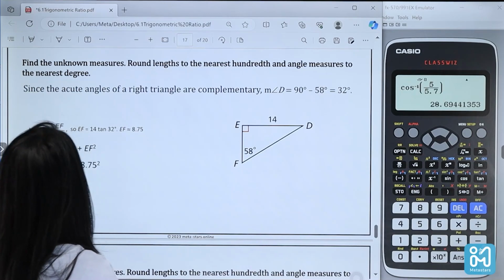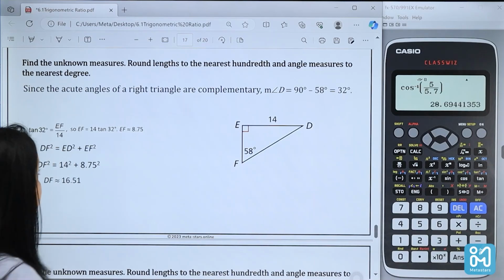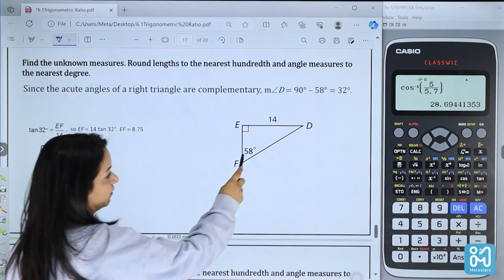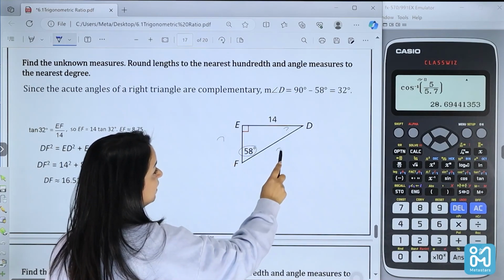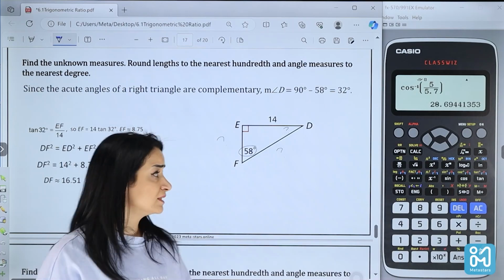Now, what do we need to find? Here, find the unknown measures, round lengths to the nearest hundredth, the same as the previous question. So what do I need to find here? I have the measure of this angle. I need to find the measure of angle D, and I need to find the measure of the two sides. Let's start with finding the measure of angle D because it's easy.